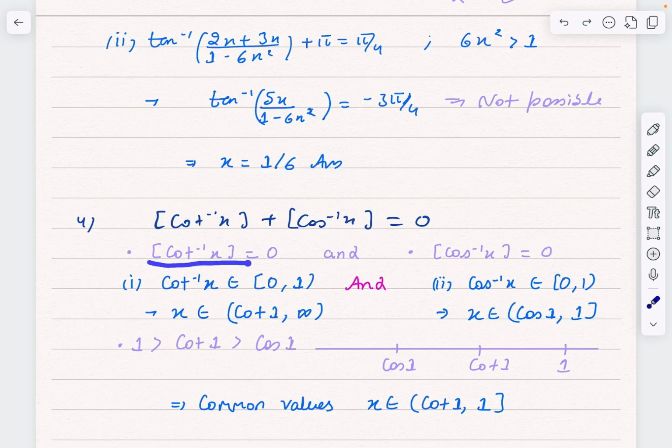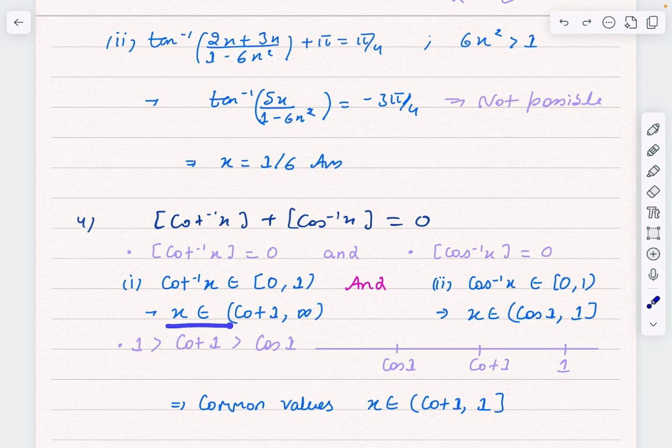So step of cot inverse x equal to 0, step of cos inverse x equal to 0. That means cot inverse x should lie between closed 0 to open 1 and cos inverse x should lie between closed 0 to open 1. So from here you get x belongs to, you remember cot inverse is a decreasing function. So minimum value will be cot 1 and maximum will be cot 0. Cot 0 is plus infinity. And here we get cos inverse x lies from closed 0 to open 1, and cos inverse is also a decreasing function. So minimum value will be cos 1 and maximum will be cos 0, which is 1. So x belongs to cot 1 to infinity here, x belongs to cos 1 to 1.